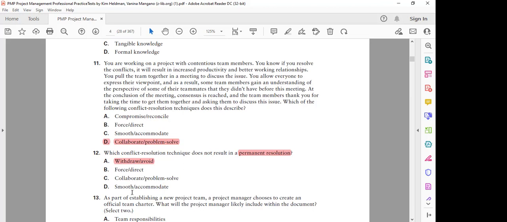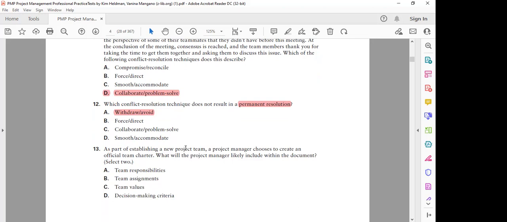Withdraw, smooth and accommodate. In withdraw, there is nothing. In smooth, okay, we will see. Force and direct, I will win and you will lose. Collaborate, win-win situations. So yes, A is the answer actually.